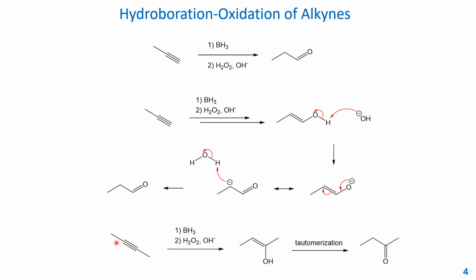So, for example, if you use 2-butyne, and then after the hydroboration oxidation, you'll form this enol. But after the tautomerization, this will give you a ketone, not an aldehyde.